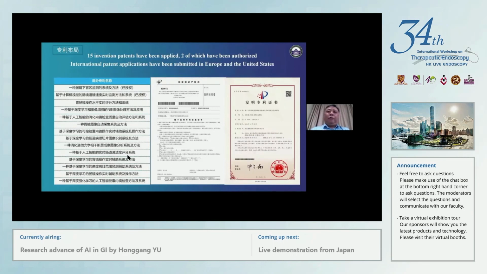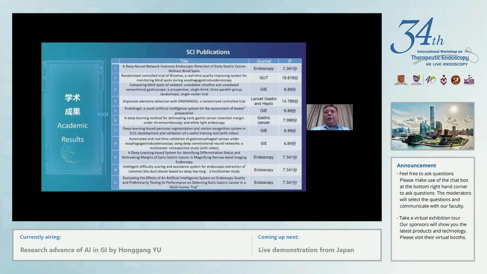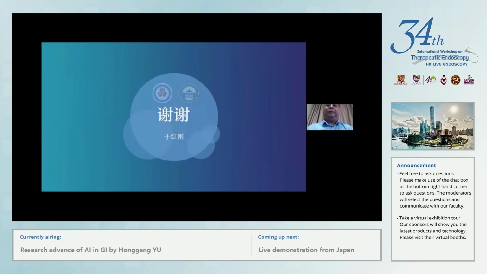Those are the publications during the last 2 years. We have published 4 Endoscopy papers, 4 GIE papers, 1 Gastric Cancer paper, 1 Gut paper, and 1 LGH paper. Now we have another 5 papers under review by several journals. Thank you very much.